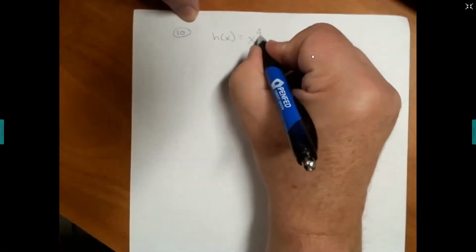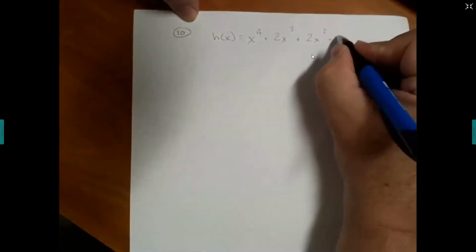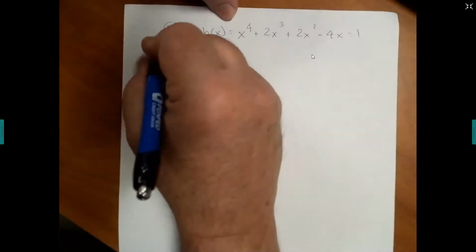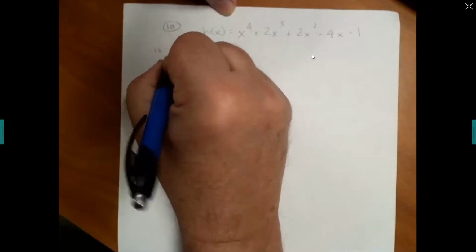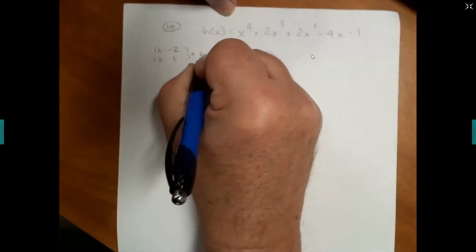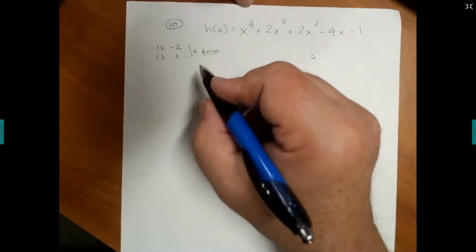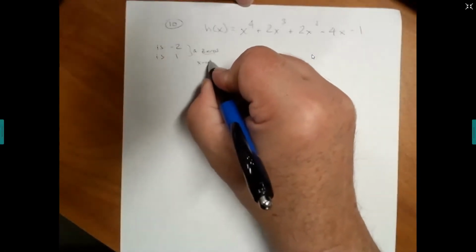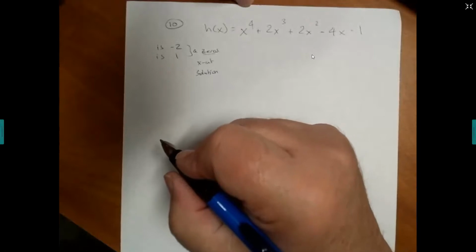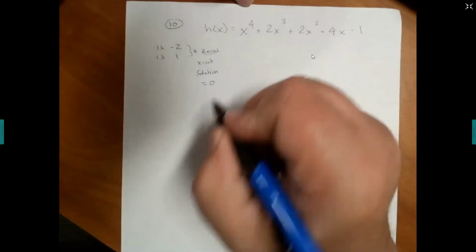h of x equals x to the 4th plus 2x cubed plus 2x squared minus 4x minus 1. It's asking, are -2 and 1 zeros? Remember, when I say zero, what am I looking for? It's going to be your x-intercept, your solution. Those are all the same thing. So when you hear, is this a zero? In other words, is it an x-intercept? Is it a solution? Will it make it equal 0?